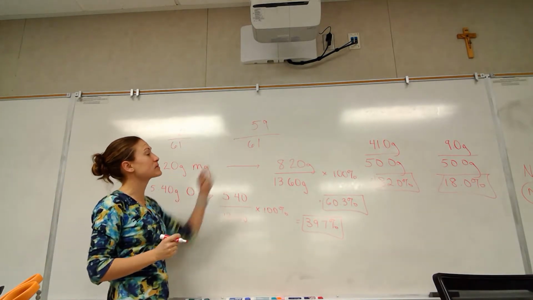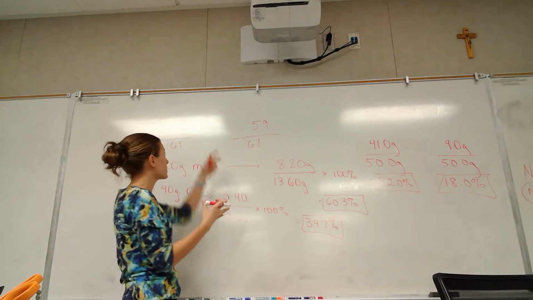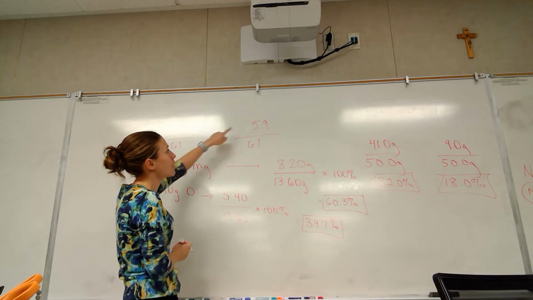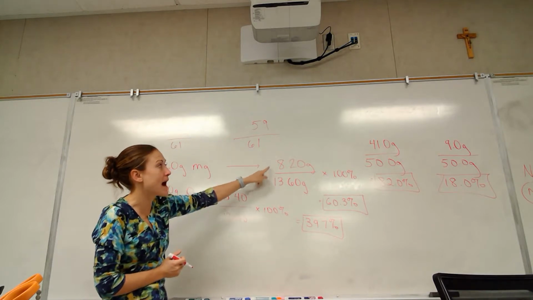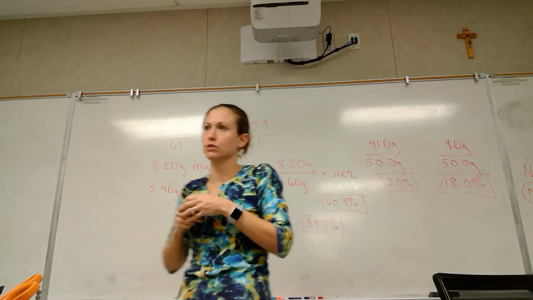So what goes on top is what you're interested in, the percent that we're interested in, right? Whether it's the ones we got wrong, the ones we got correct, the mass of whatever we're interested in, and then you divide by the total.